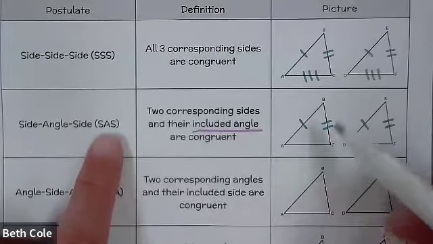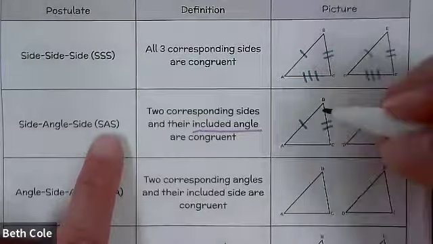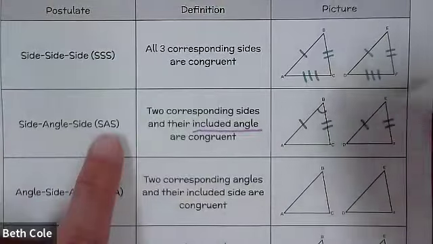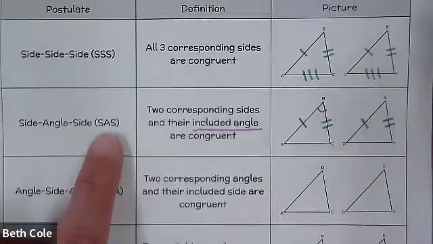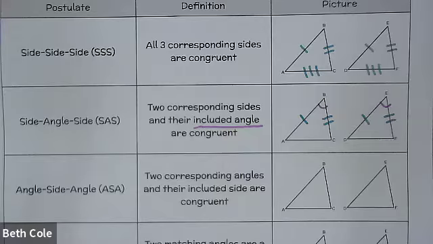We want it to be included. I'm looking for a letter A, B, or C. Which one is in between them? Do you see how B is in between them? And then on this one, it would be E. That's side angle side. The angle is in between the 2 sides.